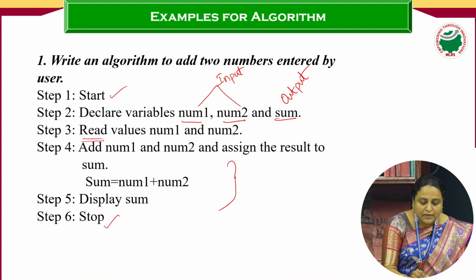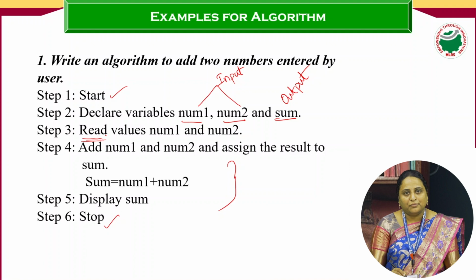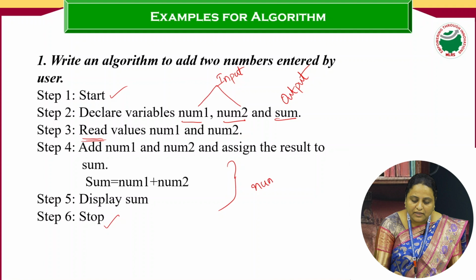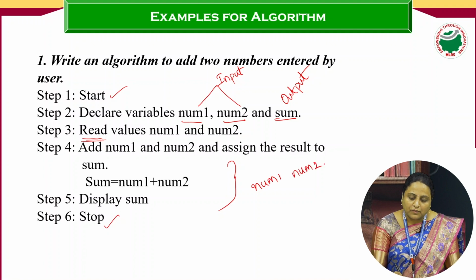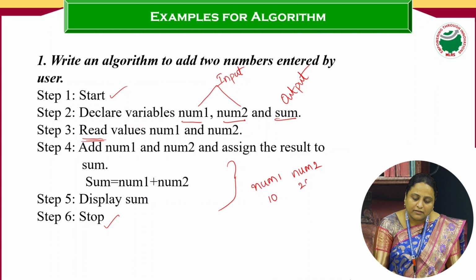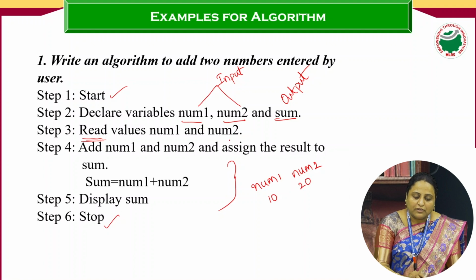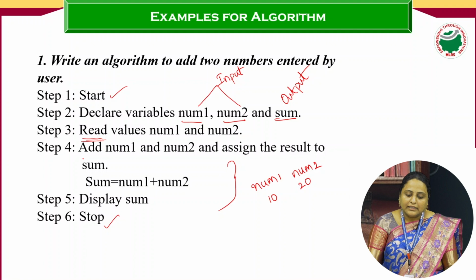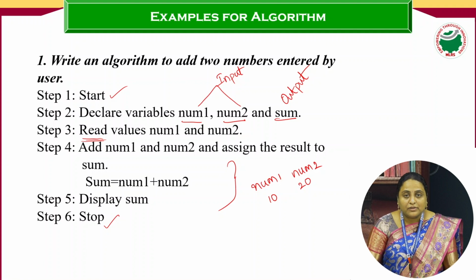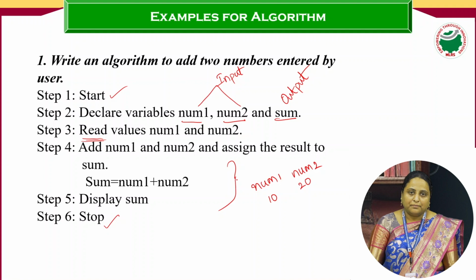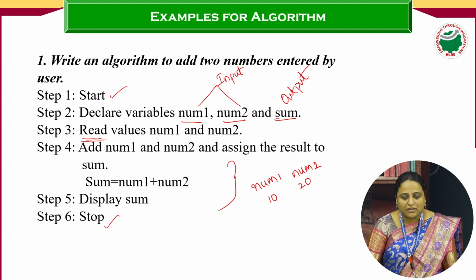Read the values. The meaning of read is taking the input. You have to take inputs into these two variables, number 1 and number 2. I will take two values, let it be 10 and 20. Now after reading the two values, what is the next step? Add number 1 and number 2. You will get some answer, and assign the result to which variable here? Sum, because sum is the variable which is holding the output.